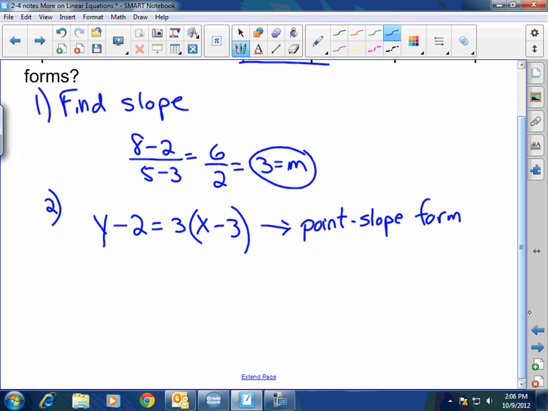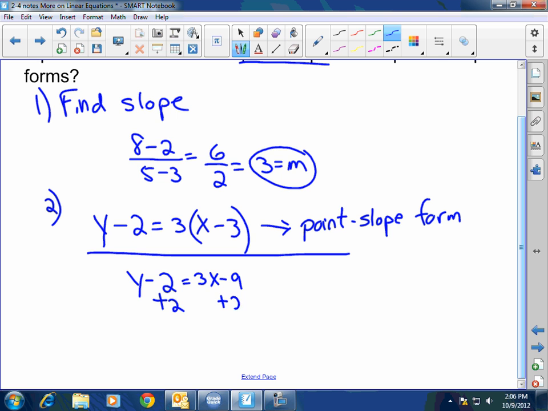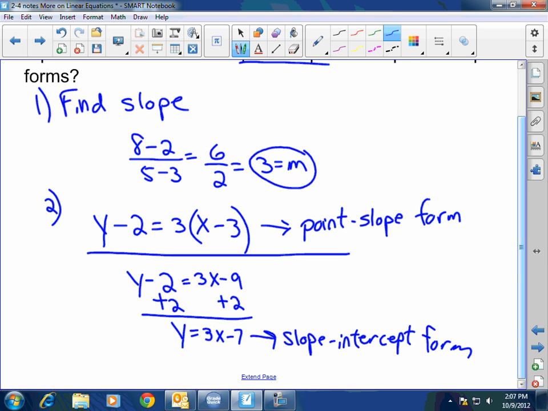But now, unfortunately, they want it in slope-intercept form. So that's the first part, but now I have to solve for y. So it's going to be 3x minus 9. Add 2 to both sides. y equals 3x minus 7. That's slope-intercept form. And hopefully you guys are realizing, hey, Mr. Moore's right. Point slope form is the bomb for writing it. But then when I want to graph it, it's slope-intercept form that really works.